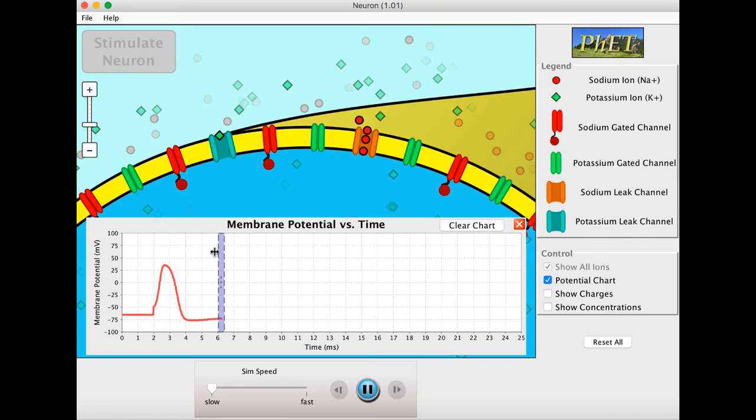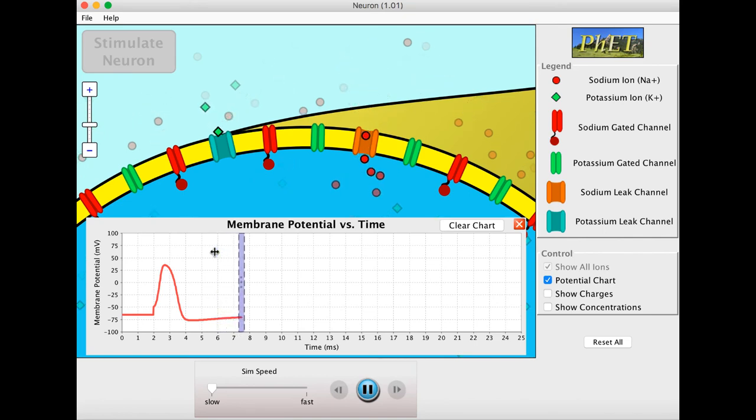If I do it again, the leak is helping it to restore back to normal. If I go ahead and do this again, where I'm going to stimulate the neuron, I want you to watch what happens with that sodium channel. And we'll focus just on sodium.